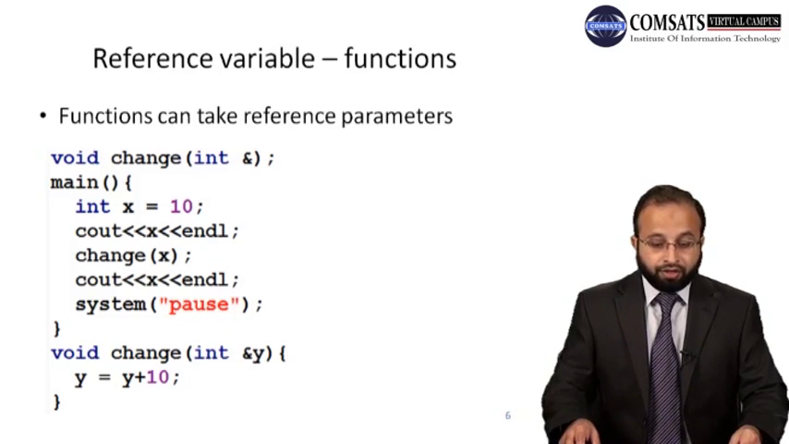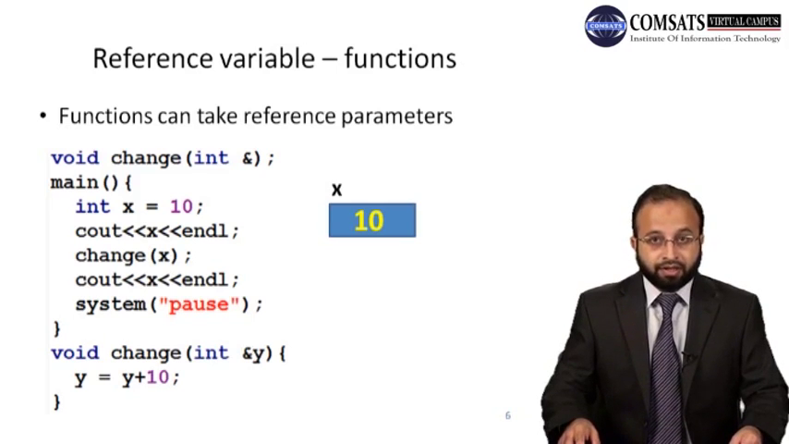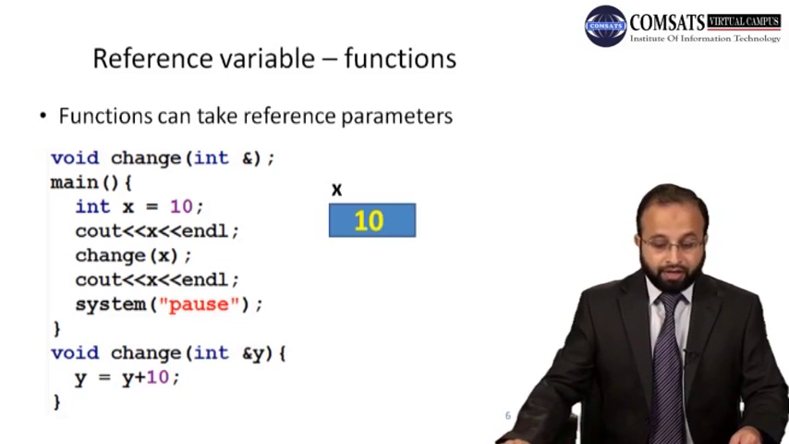And within the main function we create a variable x. Memory will be allocated and the value 10 is assigned to that variable. Then cout x prints 10 on the screen, and then we call the change function and pass that variable, and in the definition we get this value in a reference variable, int &y.